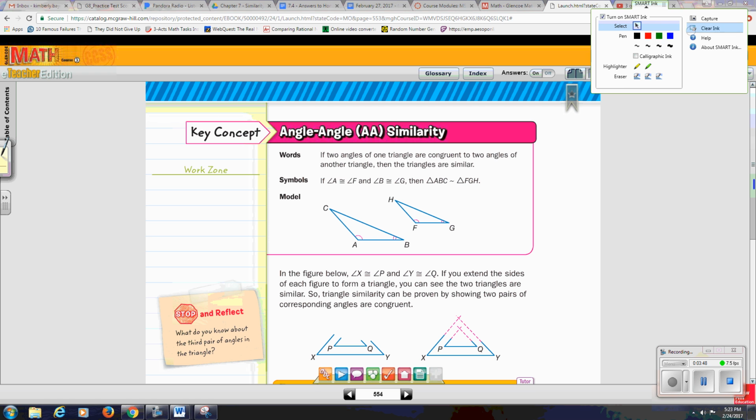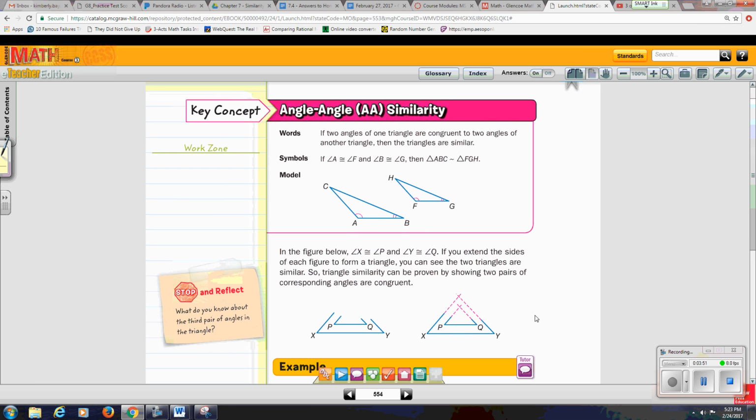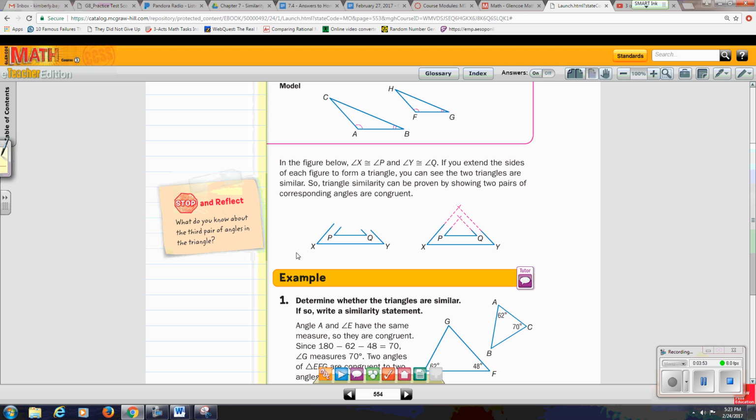Okay, so let's move on down and look at the first example. I want to point out something here. In the figure below, it tells us that angle X is congruent to angle P, and angle Y is congruent to angle Q. If you extend the sides up of each of these little shapes to form a triangle, you can see that the two triangles are similar. Triangle similarity can be proven by showing that two pairs of corresponding angles are congruent. If we measured the sides, they would be in proportion.